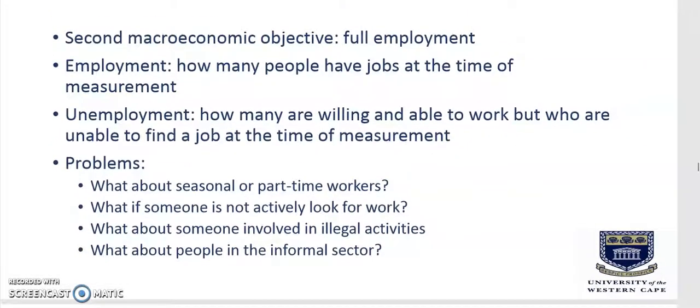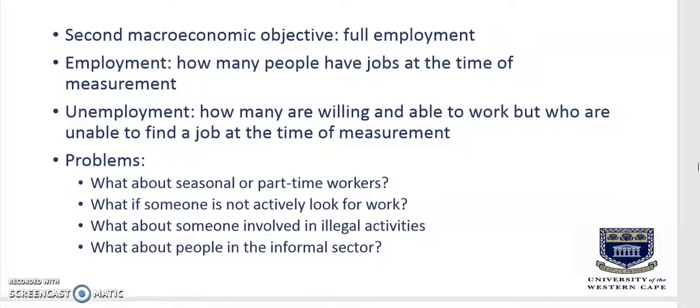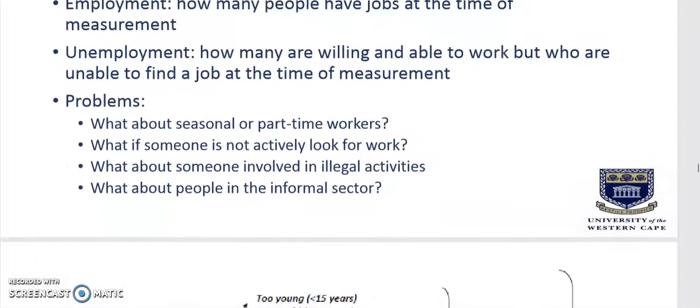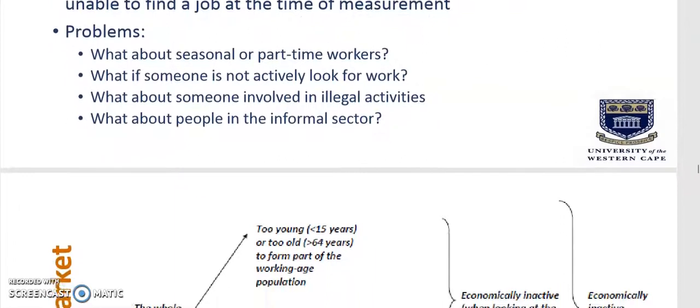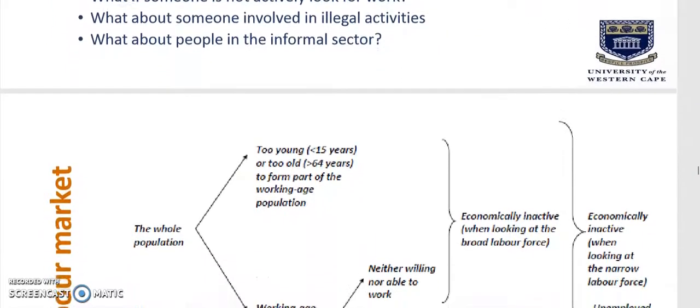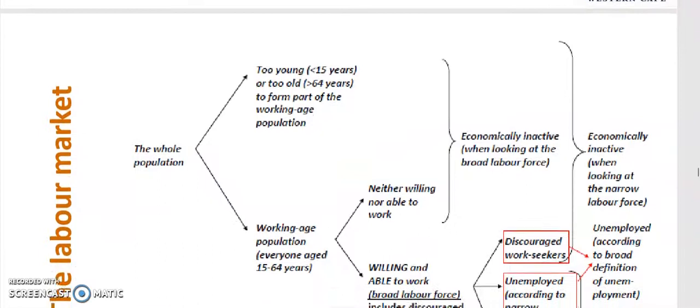The problems that arise when doing the unemployment and employment measurements are: what about seasonal or part-time workers? What if someone is not actively looking for work? What about someone who is involved in illegal activities? What about people who are in the informal sector? Are they included in the employment measurement or the unemployment measurement? The following sketch provides a detailed explanation of these problems. It provides answers to our questions.